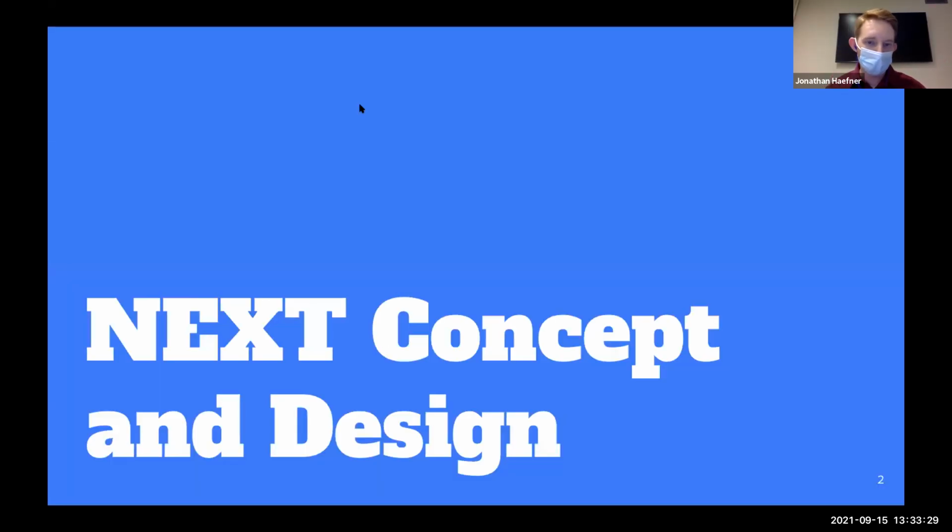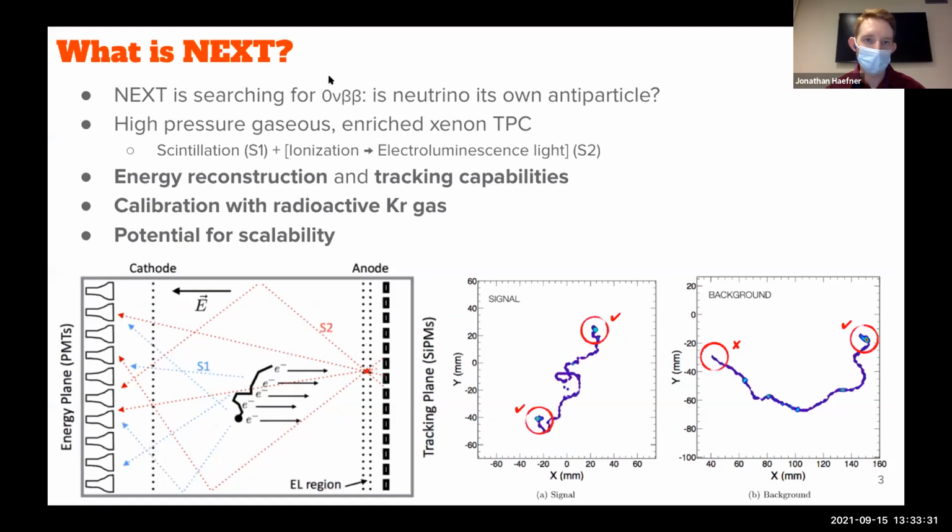So let me talk very briefly about the concept and design of the NEXT experiment. NEXT searches for neutrinoless double beta decay, a process that, if observed, would indicate that the neutrino is its own antiparticle. It's a high-pressure gaseous enriched xenon time projection chamber. Many people are familiar with this, but essentially when a particle comes in and hits the xenon, it produces a flash of light that we call our S1, as well as ionizing some electrons. The ionization electrons drift towards our EL region in a constant electric field.